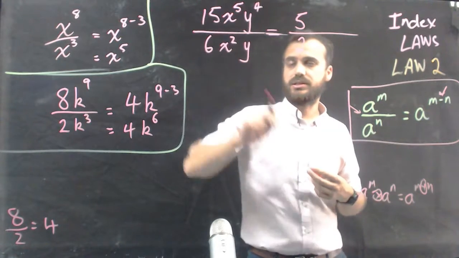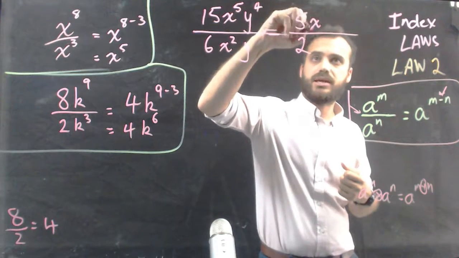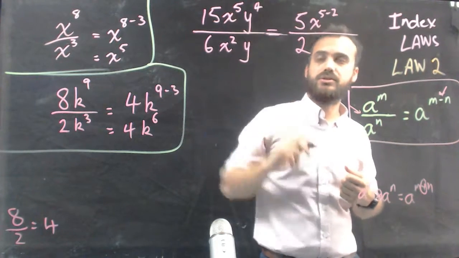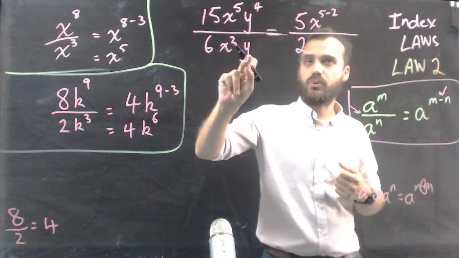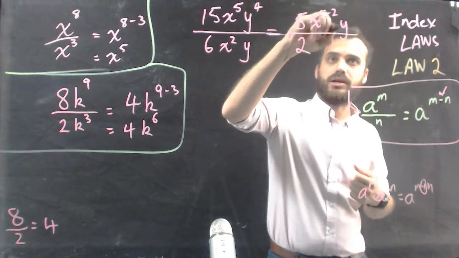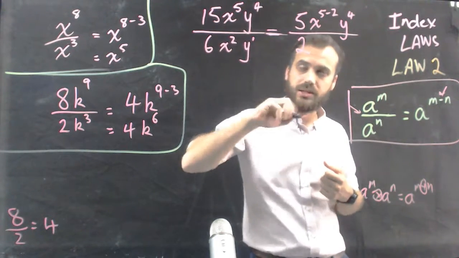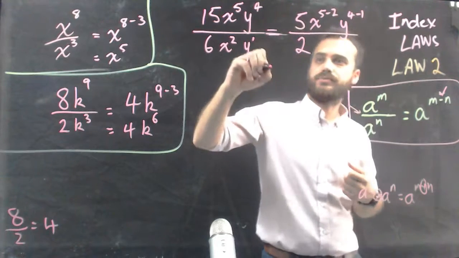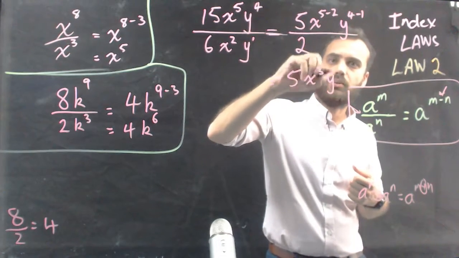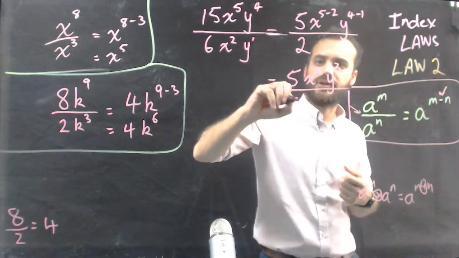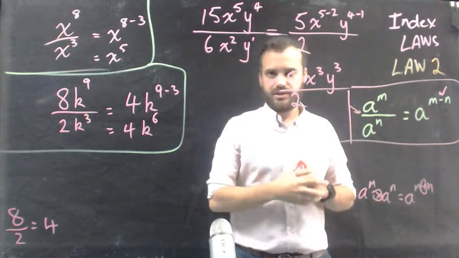Now we can deal with these. x to the 5 divided by x squared, that's going to be x to the 5 minus 2. And y to the 4 over y, that's going to be y to the 4, and remember that y by itself has a little 1 here, so 4 minus 1. Finishing this off, 5x to the 3, y to the 3, all over 2. Alright, that's our second index law in action.